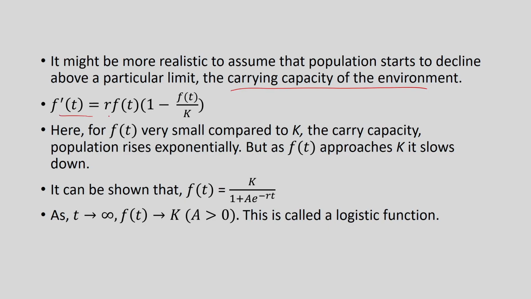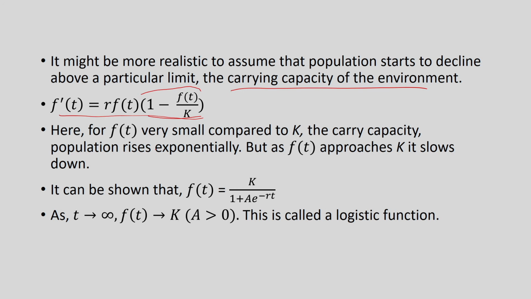This more realistic but slightly more complicated picture is captured by this equation: f dash of t is equal to r f of t, but then there is another factor here, 1 minus f of t divided by capital K. As you can see, as f of t becomes higher than capital K, this term becomes negative, and if this term is negative, then f dash of t is negative, which means population is going down. So basically f dash of t becomes negative if f of t exceeds capital K.